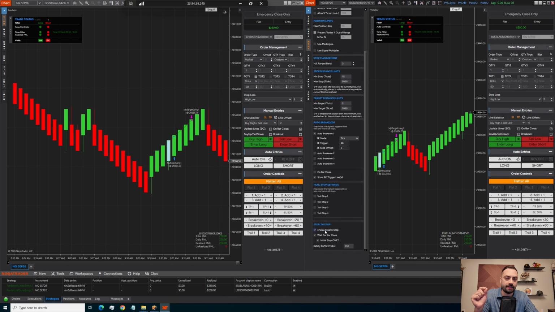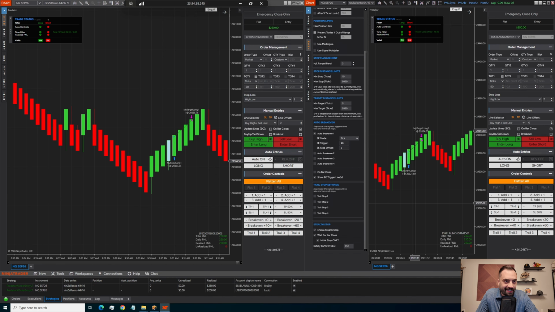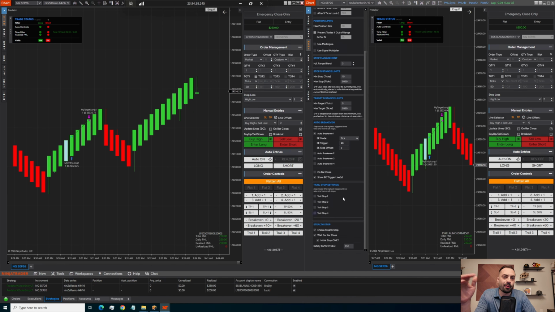And for this, I like to use a stealth stop. I know this is not something a lot of you guys like to use. What the stealth stop does is add an extra line that replaces your stop loss. So you'll notice when we enter a trade, your stop loss is going to be 100 ticks away. But your line is going to act as the stop. And I have it like that because I want to wait until the bar closes below the line before it takes me out of the trade.